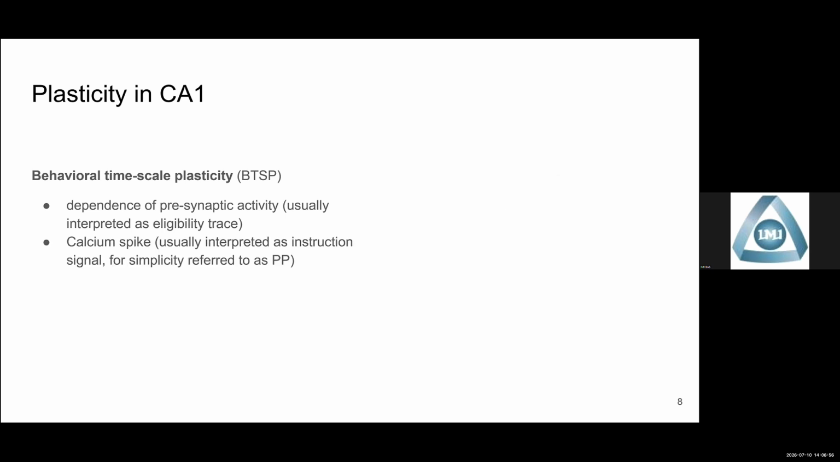So what about this specific kind of plasticity? It's called, as I already said, behavioral timescale plasticity. It is dependent on the presynaptic activity, as we know from STDP, right? Very standard. This is usually interpreted as an eligibility trace, and it's also dependent on a calcium spike in the apical dendrite of the neuron.